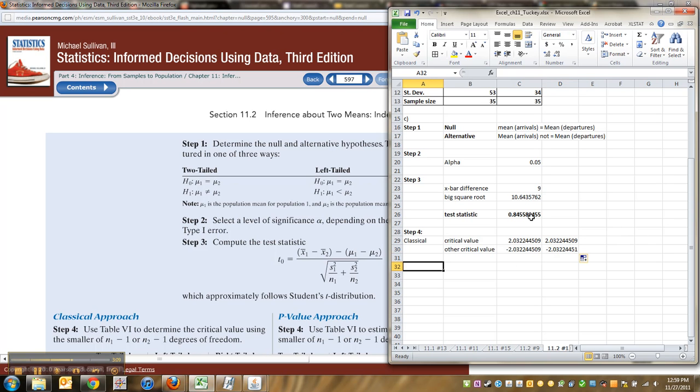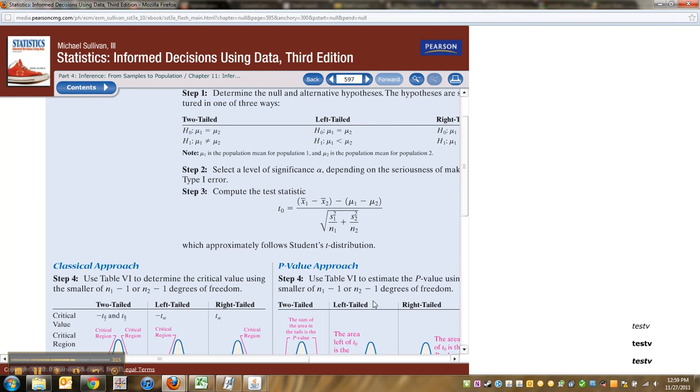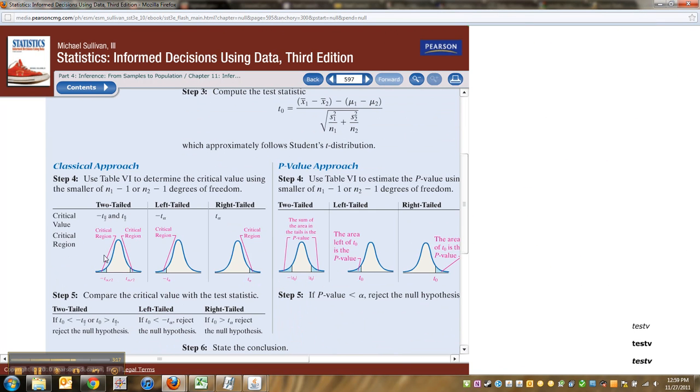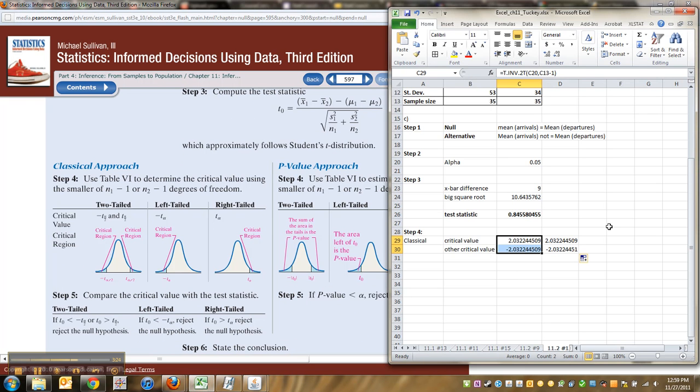Hopefully you can see that. Your test statistic is 0.845, your critical values are these two numbers. You are not in the critical region, right? I mean, if you look at a picture of it, you've got negative 2 point something, positive 2 point something, and you're at 0.85 in the middle. So you are not going to reject.